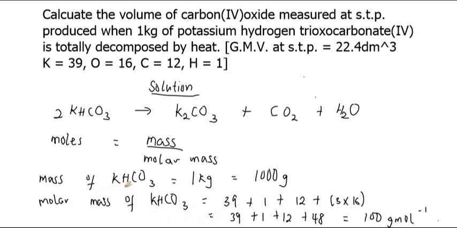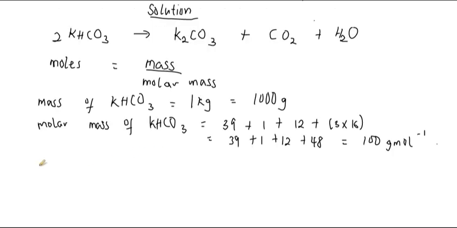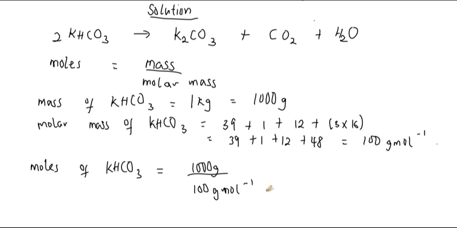We've been given the mass of KHCO3, then we are left to calculate the number of moles of KHCO3 present. So we say moles of KHCO3, which is 1000 grams, divided by the molar mass, which is 100 grams per mole. So this gives 10 moles.